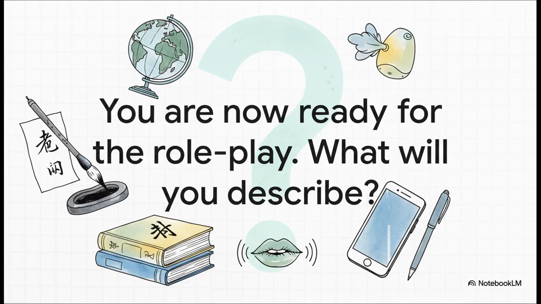So the question on the slide is for you. Seriously, look around your room right now, pick an object. A book, a pen, your phone, anything. How would you describe it? Just start simple. Is it big? Is it small? What color is it? The journey to fluency begins with that very first simple description. Good luck.